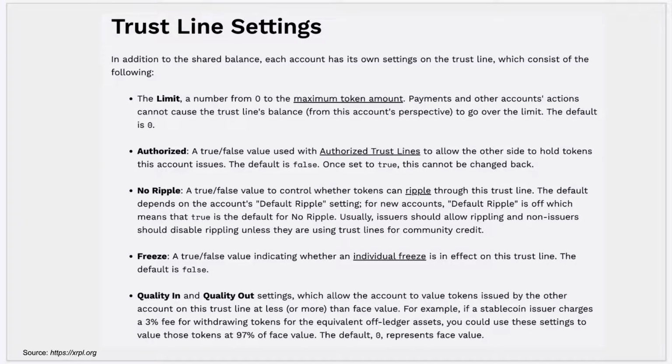I'll end this video with some snippet of text I have directly taken from xrpl.org. Please read what is limit, authorized trust lines, no ripple, freeze, quality in and quality out.